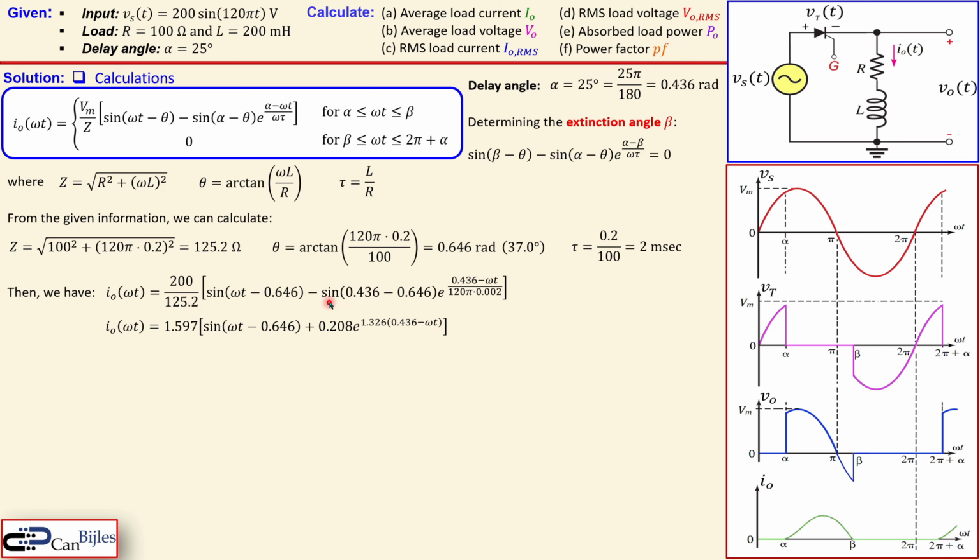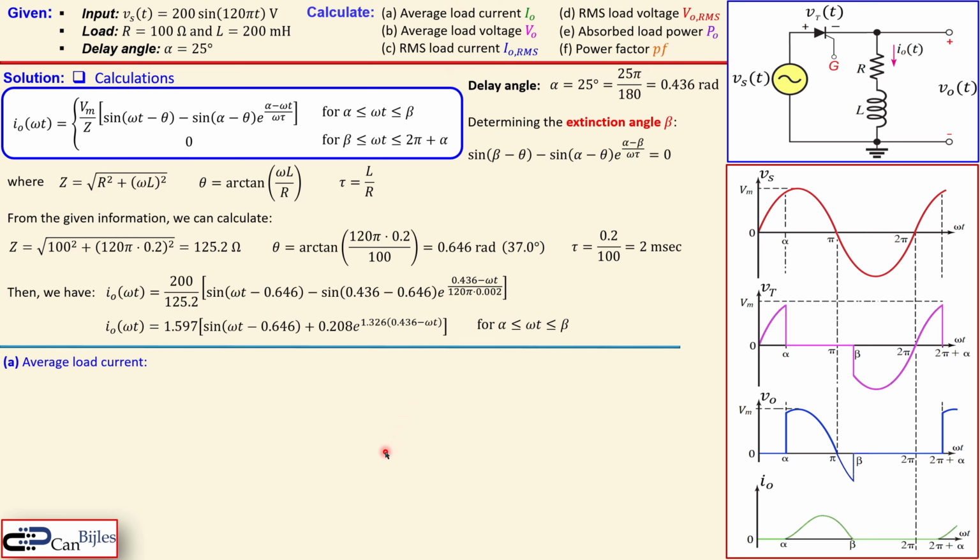All the parameters here are just numbers, because sine of 0.436 minus 0.646 is just a number, and then with the minus sign and plus. You can also convert that, because 1 over 120 pi times 0.002 is actually 1.326, times, in the parentheses, this expression in the numerator and the exponent of the e. And this is only valid between alpha and beta. Okay, now we have our expression for the load current, which can now be used for calculation of the other parameters in this example.